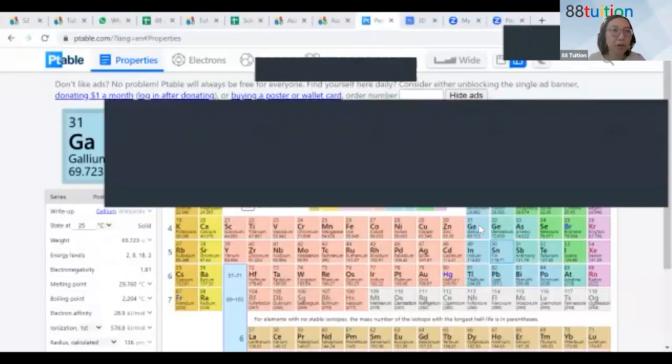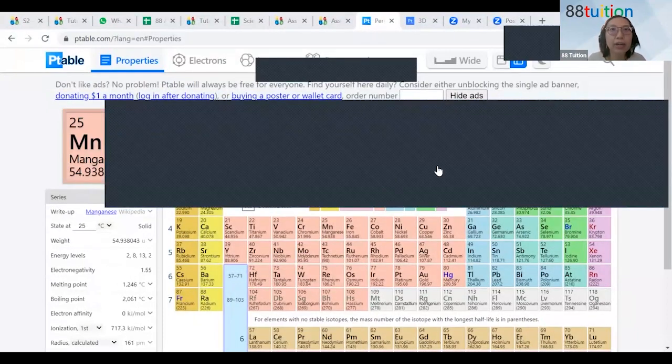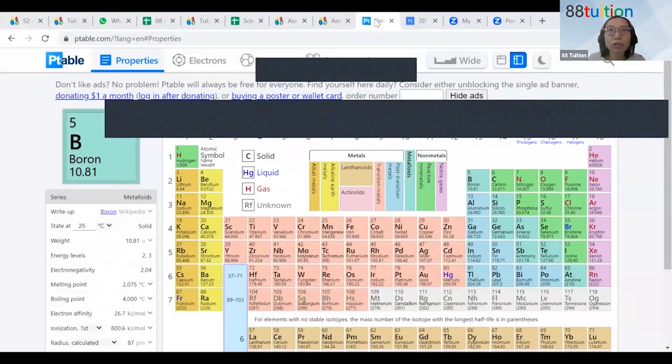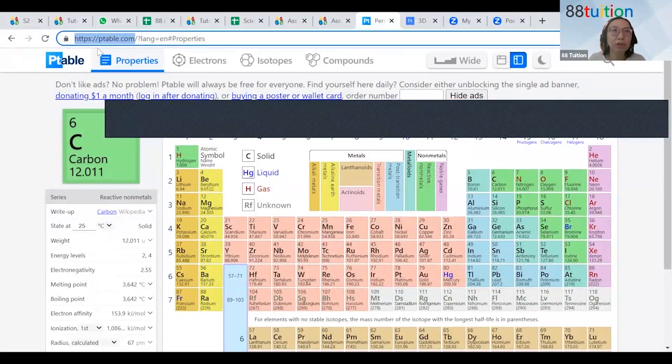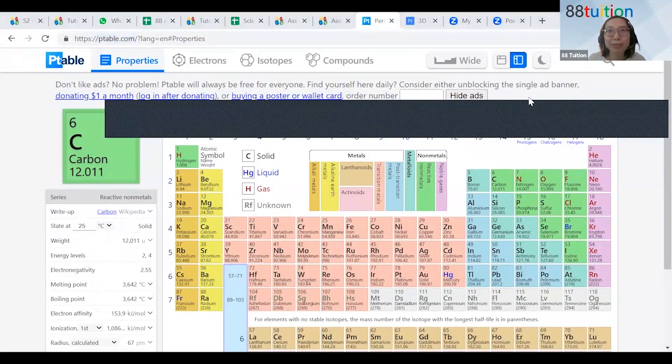All right, so you'll be able to see the periodic table on the screen already. Now there are two digital periodic tables. One is this, which I'm giving you the link to in my PowerPoint slide. If you want to explore further, it's ptable.com. Just key in ptable.com. P-table stands for periodic table. Now this periodic table is so cool.